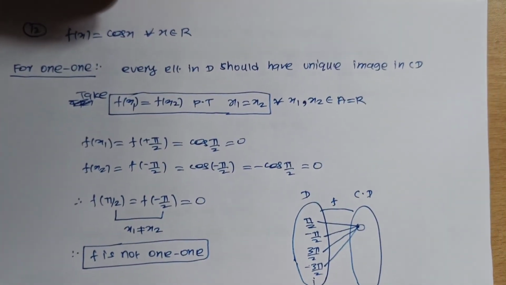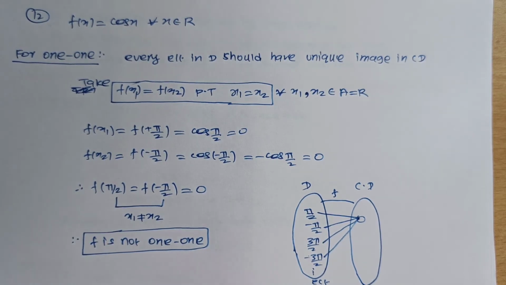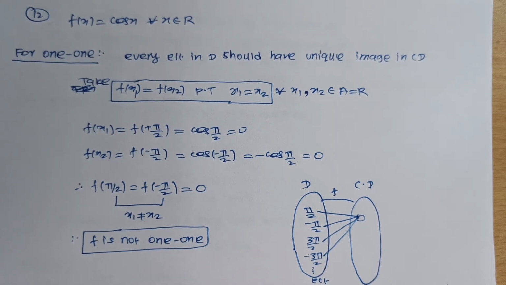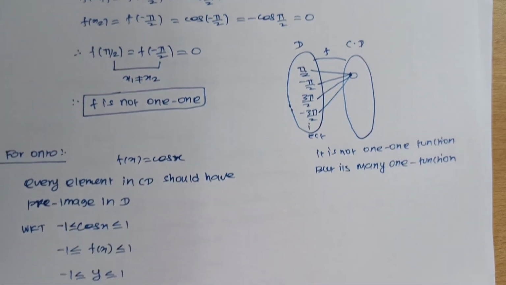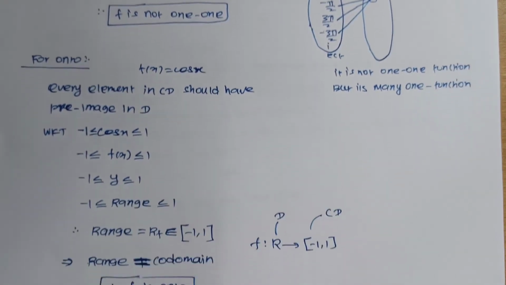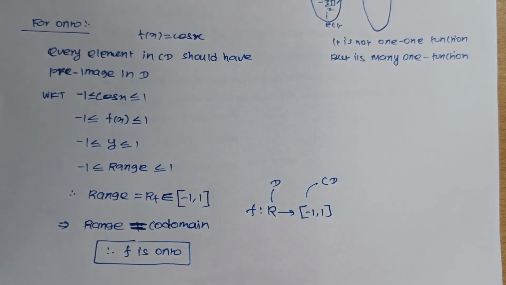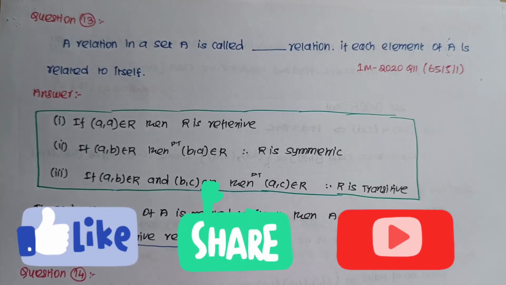So this is 1-to-1. Just pause the video and write it down or study here itself. This is the onto condition. That's it.